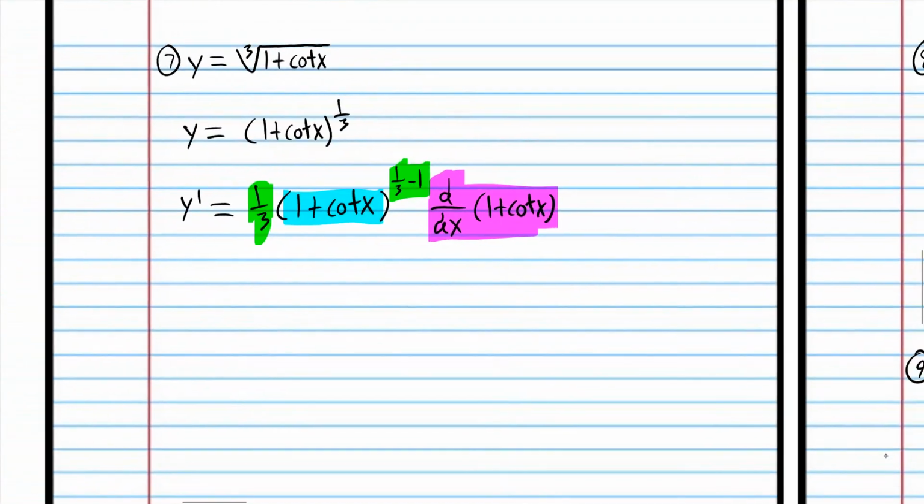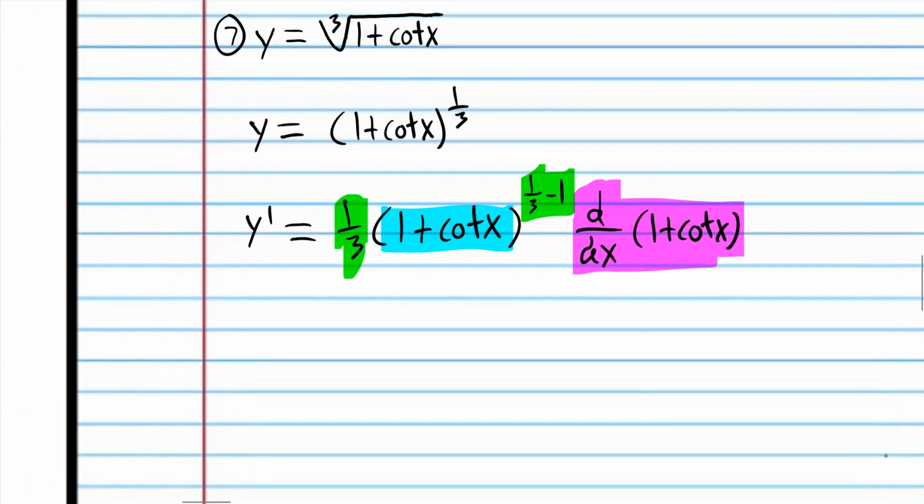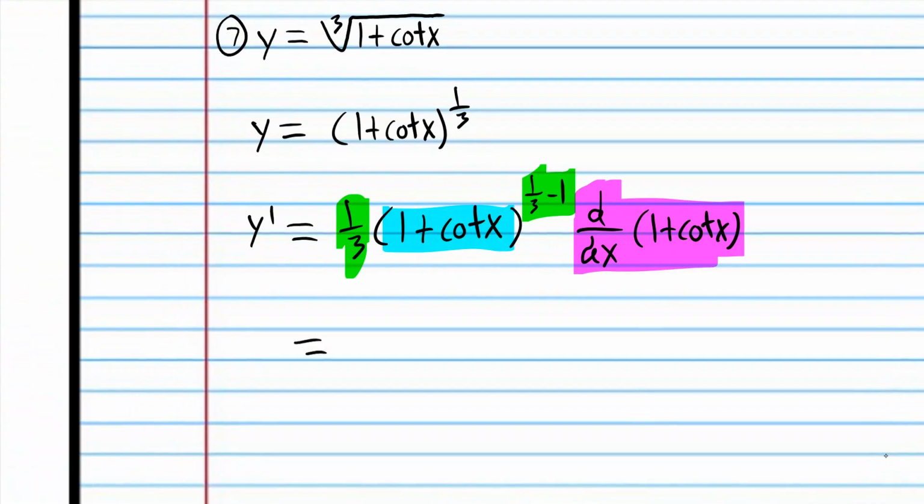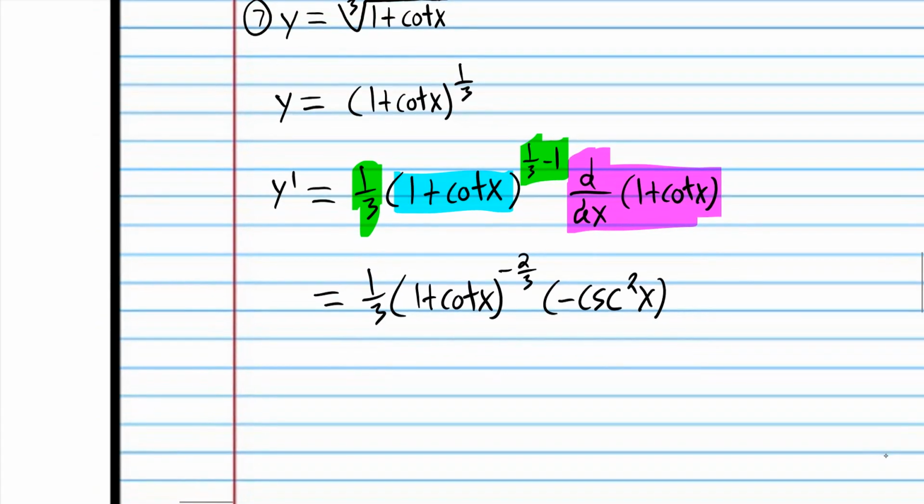Okay, so we have, I'm just going to rewrite this, and then we have negative 2/3. And the derivative of 1 plus cotangent x is negative cosecant squared x. Of course, 1 is just a constant, so the derivative of 1 is 0.